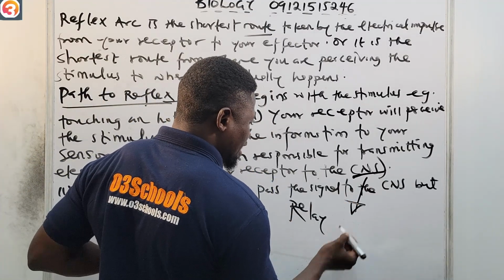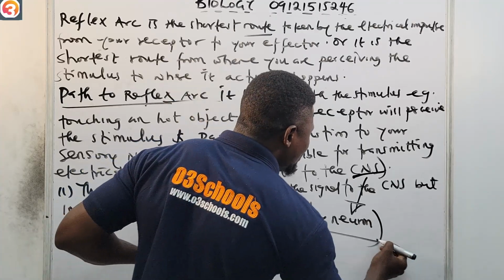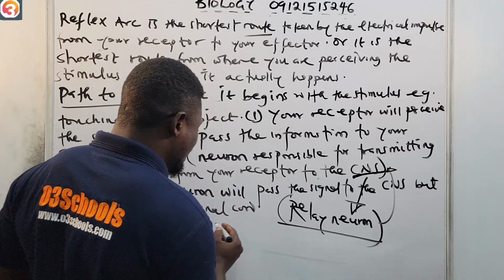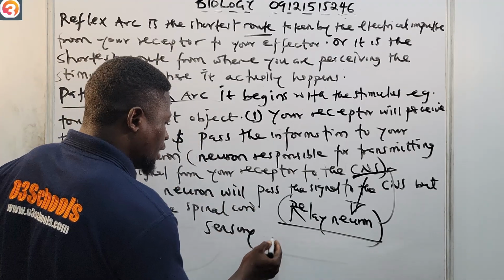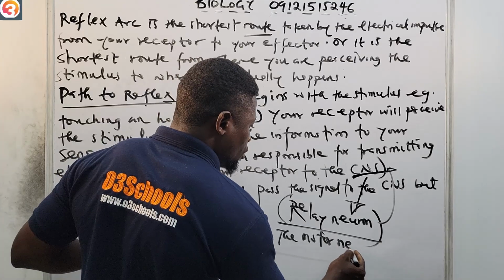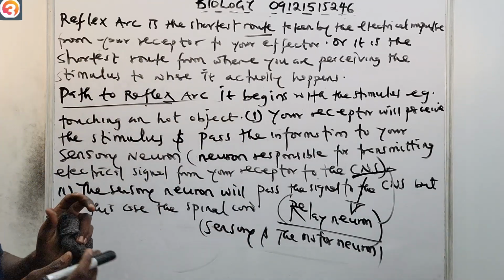And inside the central nervous system, inside the CNS now, we have your relay neuron. We'll talk about the types of neurons. So we have the relay neuron inside the central nervous system that helps to connect both the sensory and the motor neuron. Okay, please take note of all of this explanation. So this is what happened.